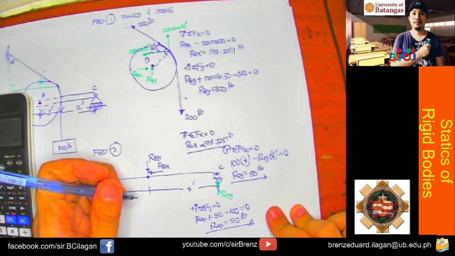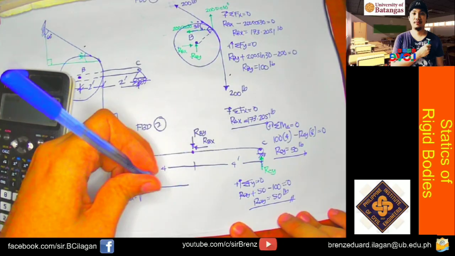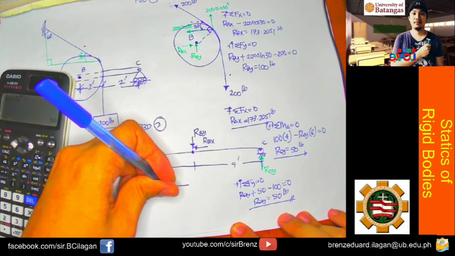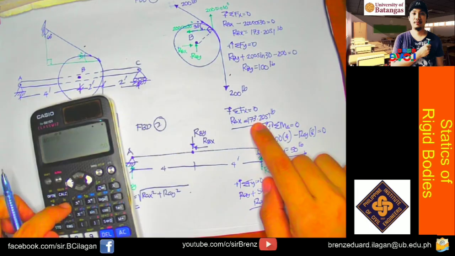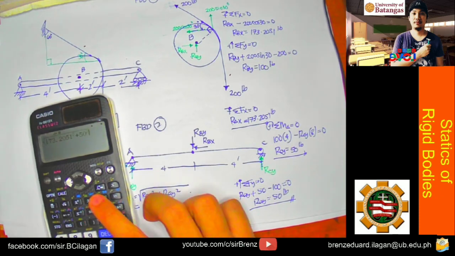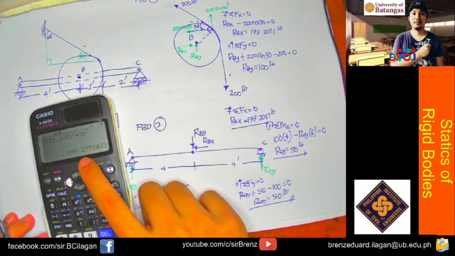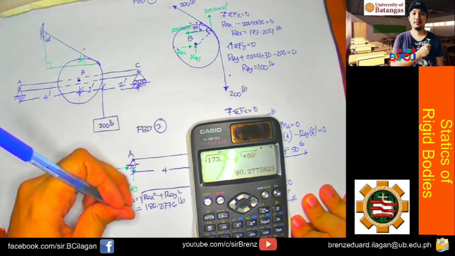Pythagorean theorem, dito ko na lang sulat. So RA is just equals to square root of RAX squared plus RAY squared. Or simply, equals lang sa square root nito. Square root of 173.2051 squared plus 50 squared. Or that is 180.2776 pound. Okay, so this is the answer for RA.